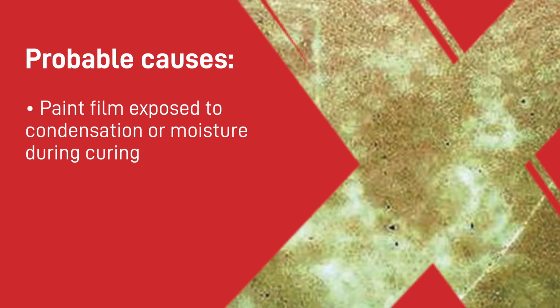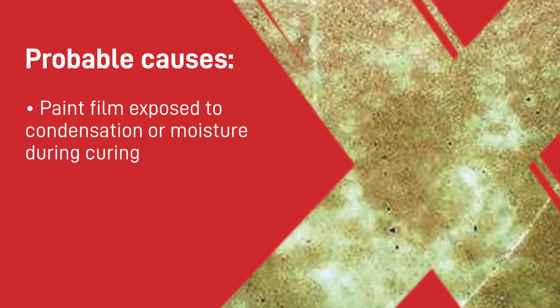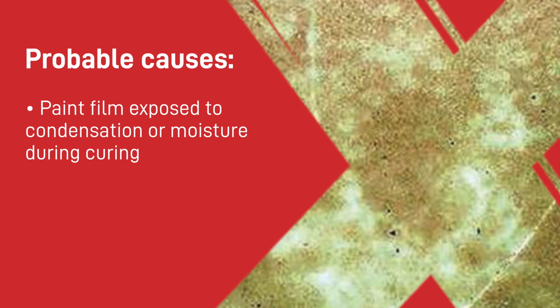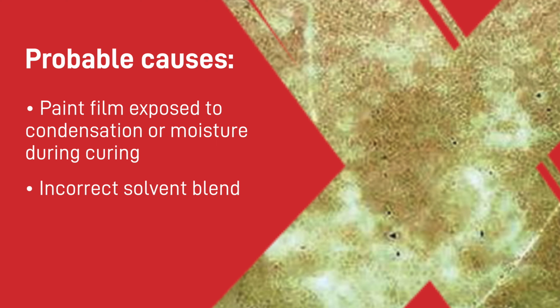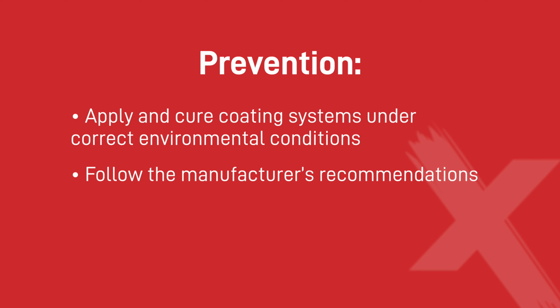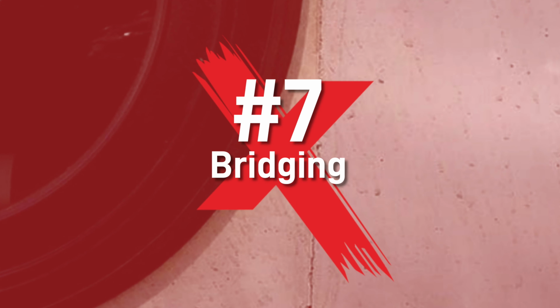This could be because the paint film was exposed to condensation or moisture during curing, especially at low temperature, which is a common phenomenon with amine cured epoxies. Incorrect solvent blend can also contribute to blooming. To prevent blooming, apply and cure coating systems under correct environmental conditions, ideally not in heavy moisture, and follow the manufacturer's recommendations. Moving on to bridging, which is another common example of a coating failure.